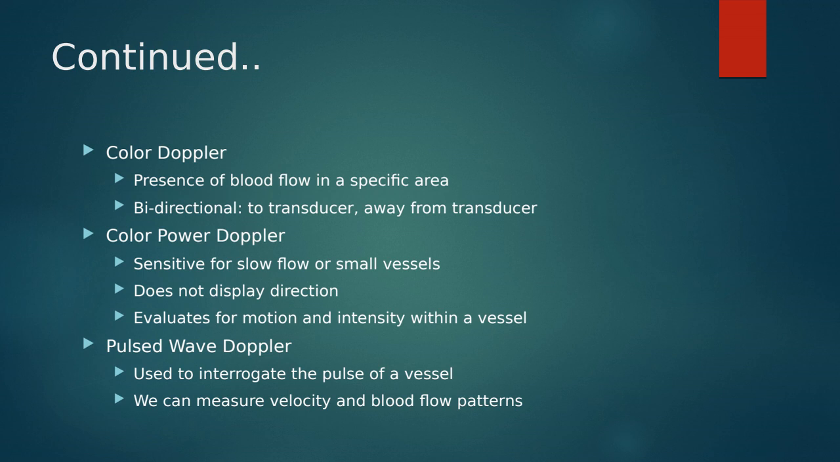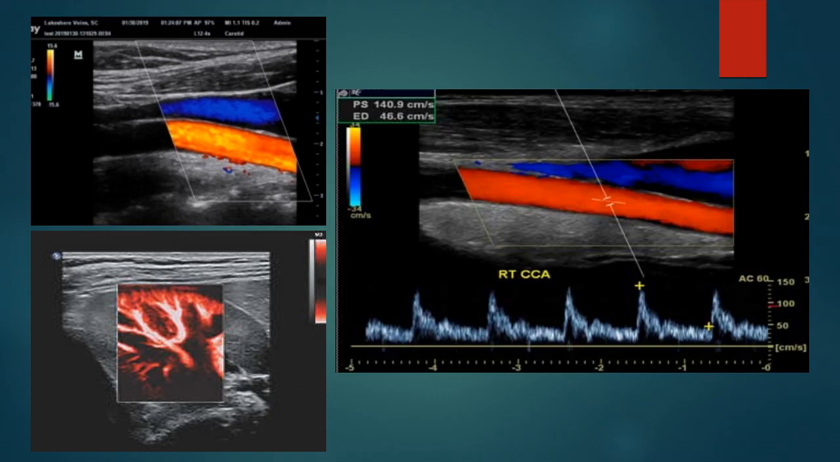Now, if we want to take that blood flow a step further, we can add pulsed wave Doppler. Now, this is something that we usually only add to color Doppler. We don't really rely on pulsed wave Doppler if we're having to use color power Doppler. So pulsed wave Doppler is going to give us a second application on top of the color representation and direction of blood flow from color Doppler. We're going to be able to actually measure the velocity and the blood flow waveform patterns. So let's take a look at what that looks like.